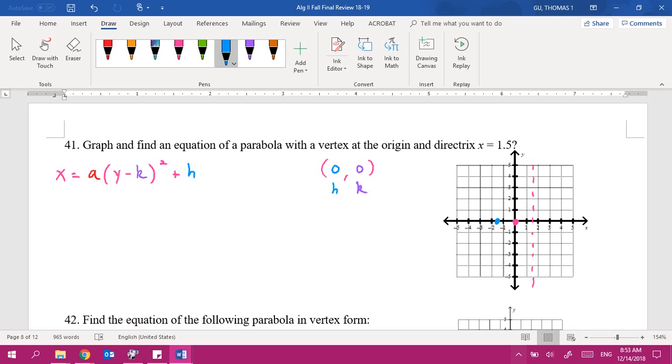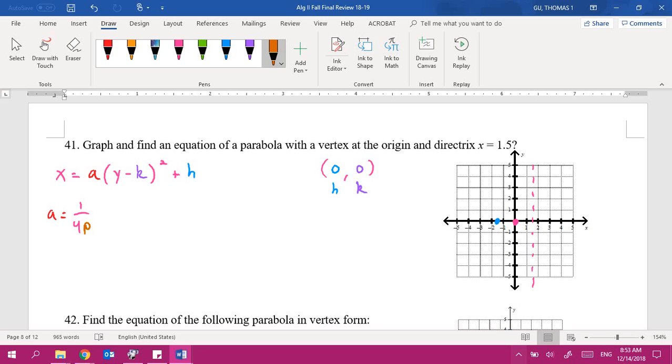What do we need to find? A. And so it's going to be very similar to another one we saw. A equals what? 1 over 4p. And how can you find p? What does p mean? It's the focal length. And how do you find that, though, from your graph? From the vertex to the focus.